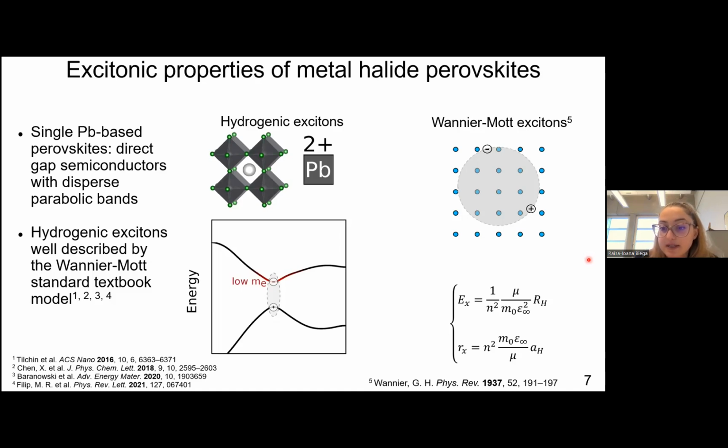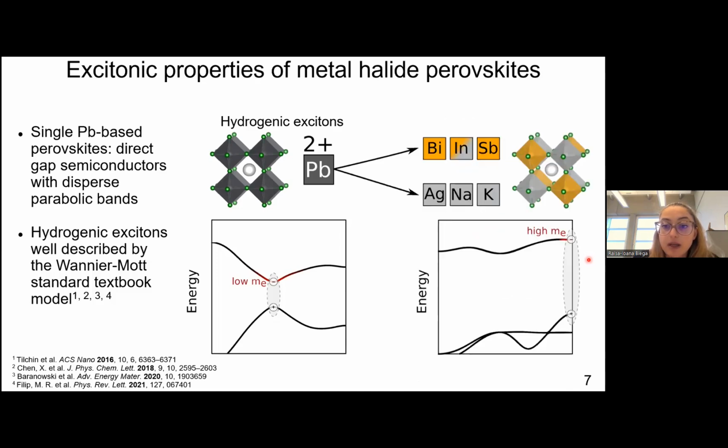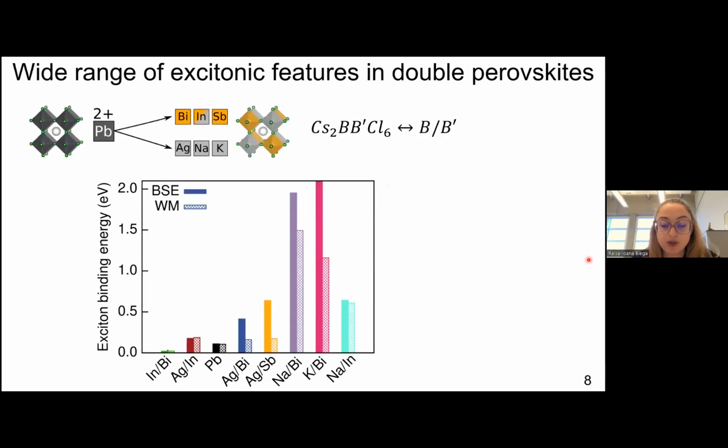And then the question is, can we now describe and predict the exciton binding energy of double perovskites also with the Wannier-Mott formula? Are those still hydrogenic excitons, even though the exciton binding energy is big and the bands are not parabolic? Can we still apply the same theory that we know from literature?